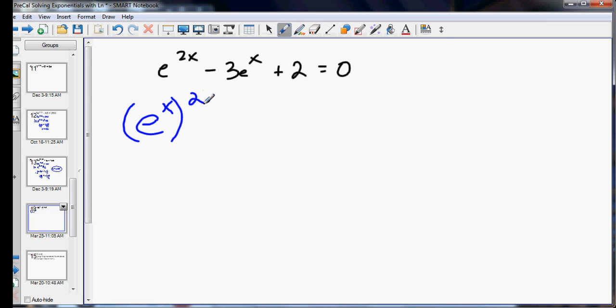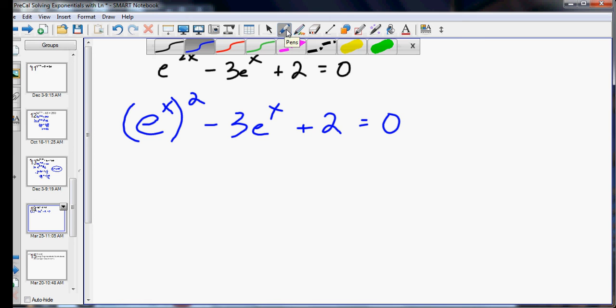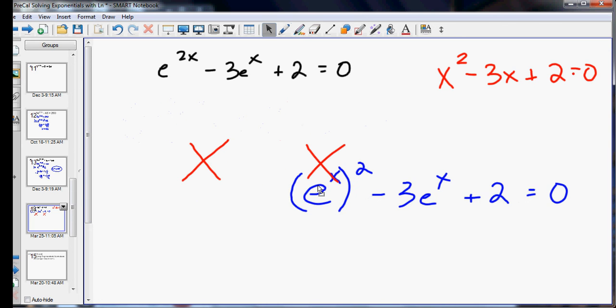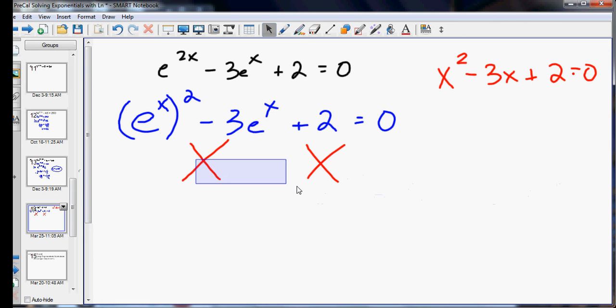So one way you can think about this is, what if we just traded e to the x for just x? Then it just looks like we have x squared minus 3x plus 2 equals 0. And if it was that, we would just factor. And that's exactly what we'll do here as well. Let me move the x over. Okay, there we go. I'm just getting rid of the x. There it is. So we're actually going to factor this as well. The only difference is we're going to put e to the x in front instead of x in front.